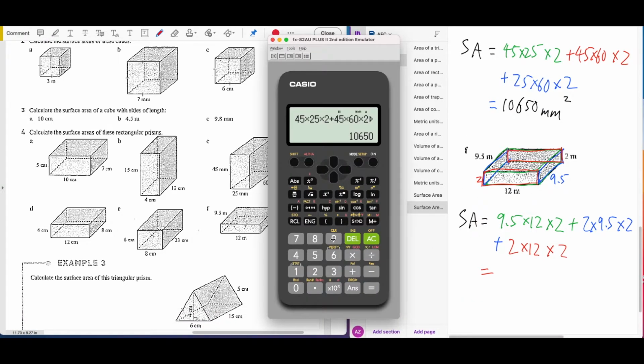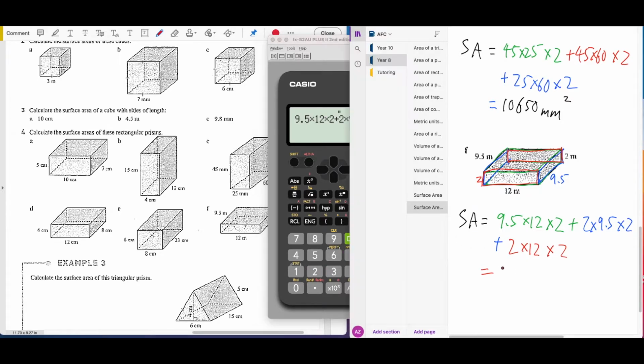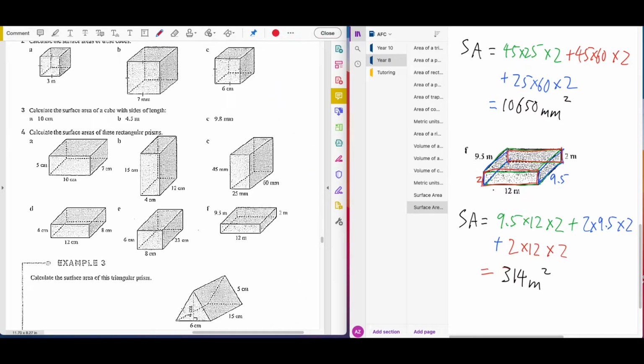We just type it into a calculator: 9.5 times 12 times 2 plus 2 times 9.5 times 2 plus 2 times 12 times 2, which is equal to 314. So 314 square meters, right? You can also use this approach like me, where I use the colors to paint the sides that need to be calculated. This way it ensures that you cover all the faces and you don't miss out on any.